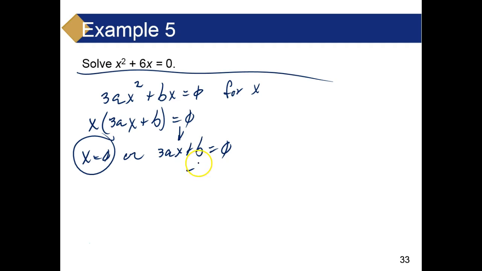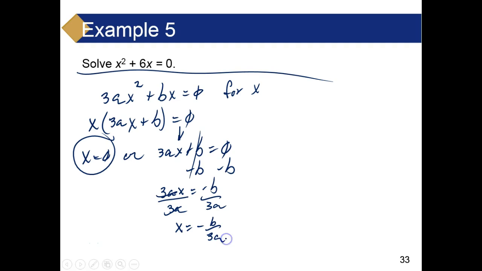Subtract b from both sides. Just treat it like a number. We don't know what it is, but okay, what does that give us? 3ax is equal to negative b. And now what? Divide by 3a. That gives us x equal minus b over 3a.